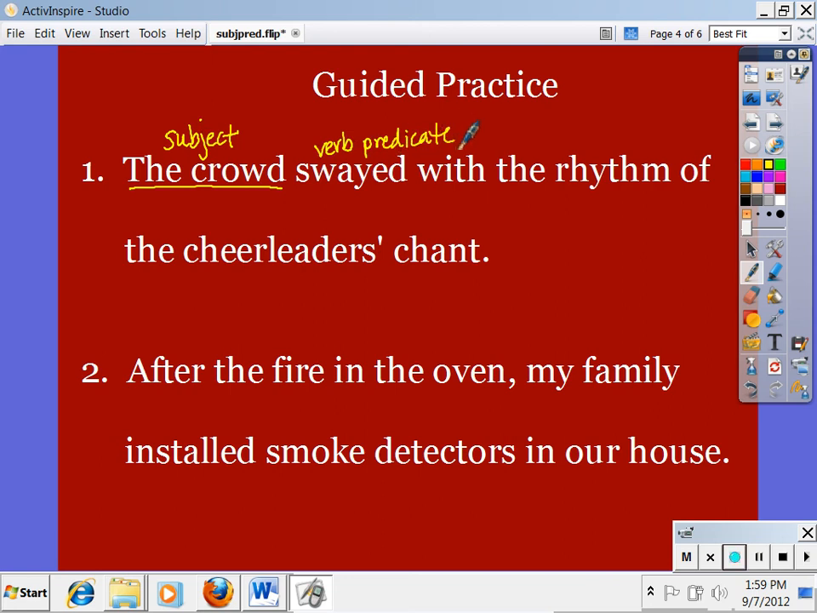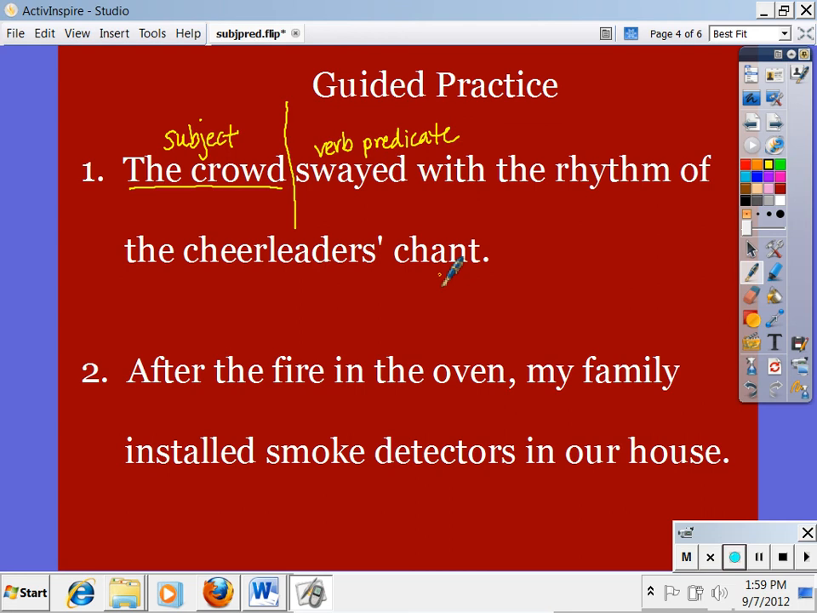Once again, I'm going to draw a line between the beginning and the end of the sentence, right before that verb. Now remember, if you notice, this subject is really short. It's just the simple subject. And the verb predicate is really, really long. That can be true of any sentence, or it could be the reverse. So in this case, the predicate is longer.